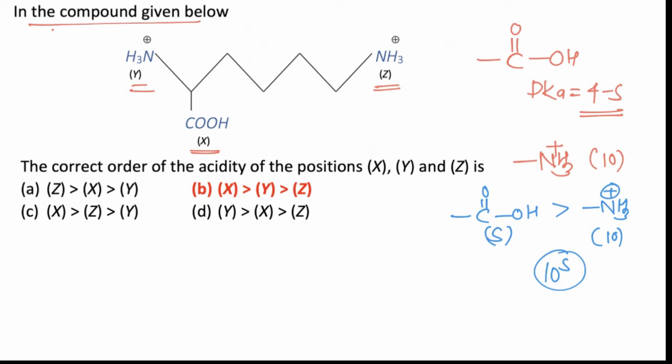So out of X, Y and Z, it is very clear that X is most acidic. Now we have to compare between Y and Z.